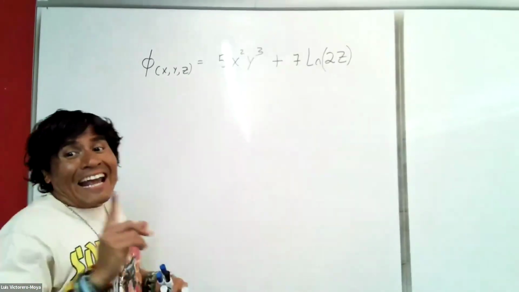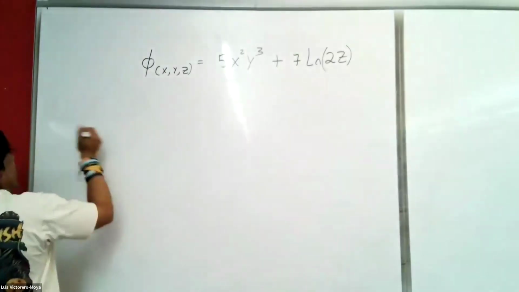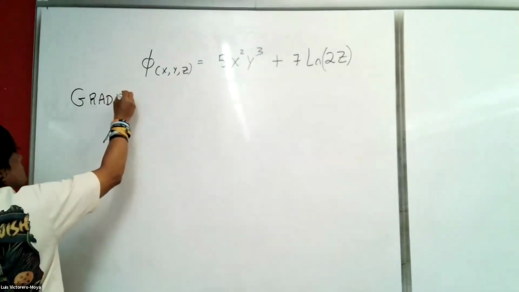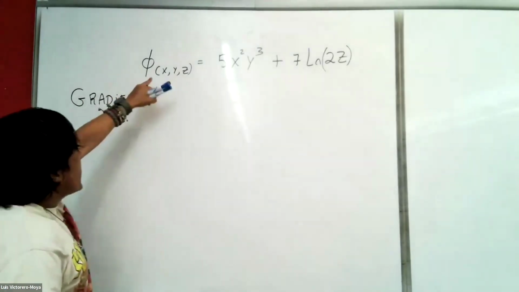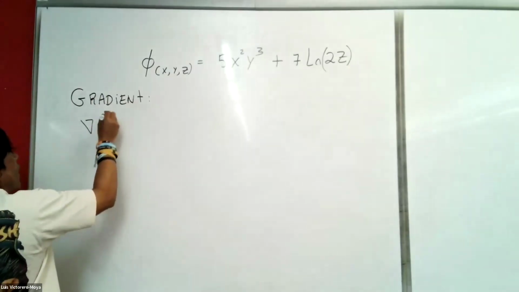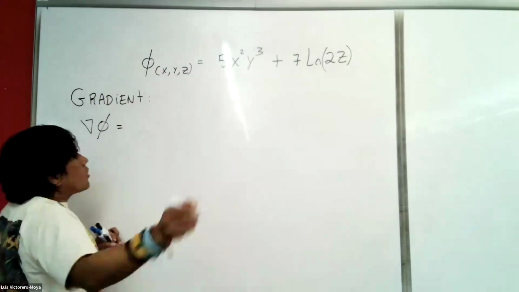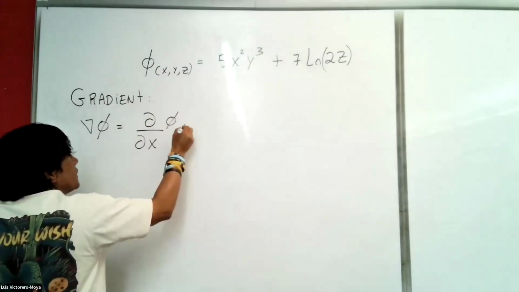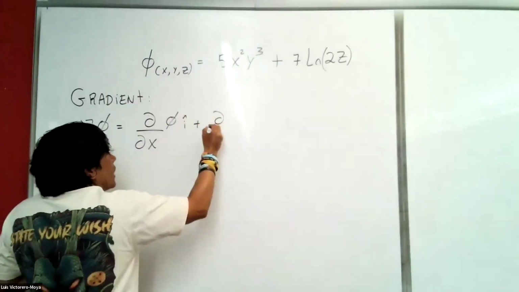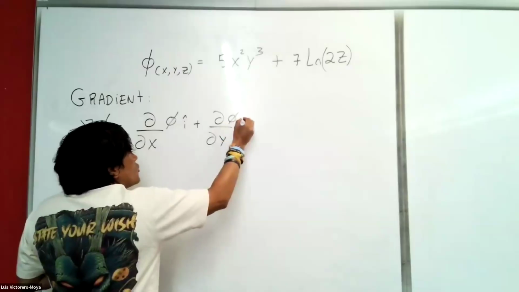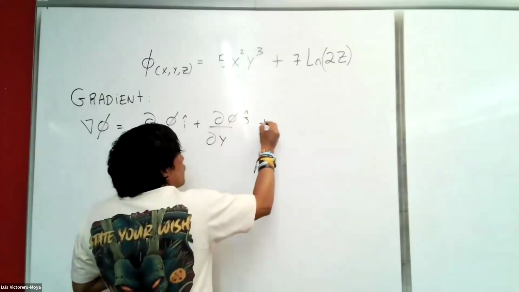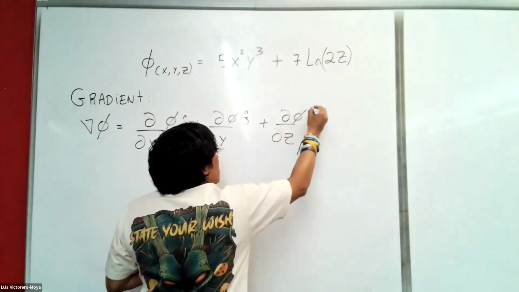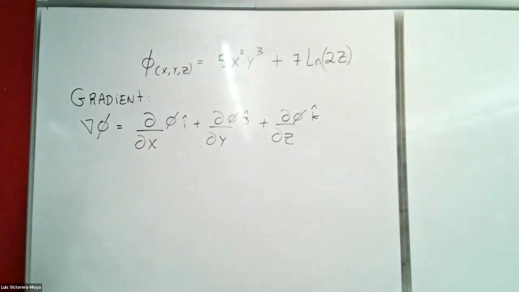So let's say I want to find that gradient, right? If you want to find the gradient, the gradient is always from a scalar function. So if I want to find the gradient of this, that's basically nabla phi. Now, this is in the worksheet, it is the partial derivative with respect to x of the function in the i direction, plus the partial derivative of the function in the j direction, that's the y direction, and of course, the partial derivative of the function in the z direction. So that's easy, right?